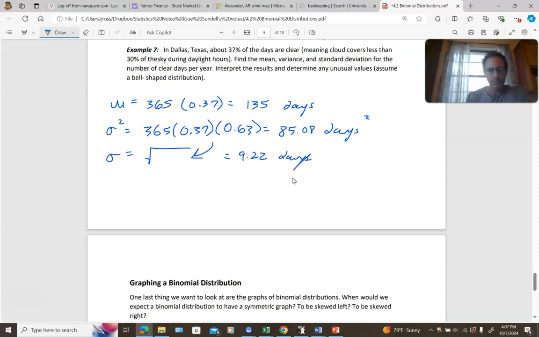Okay. So again, with respect to this distribution being symmetric and bell-shaped, what we're going to call normal later on, you could expect about 68% of the time that the number of days in which it's clear in Dallas, Texas for a year is this value plus or minus one of these standard deviations. And then 95% of the time, you could expect this number of days plus or minus 2 times this value, okay? It would be clear.